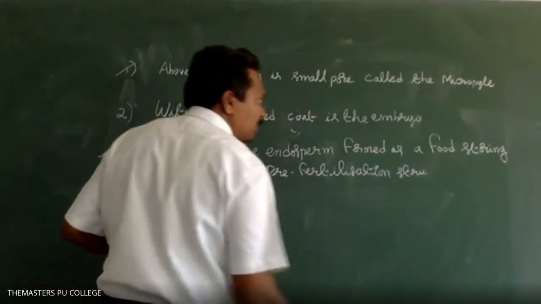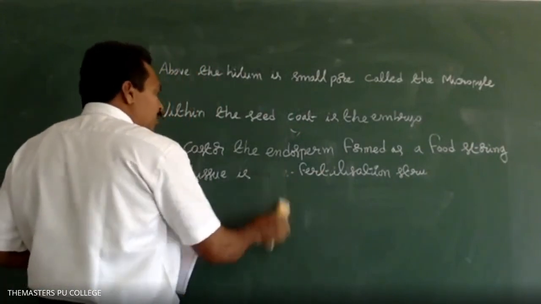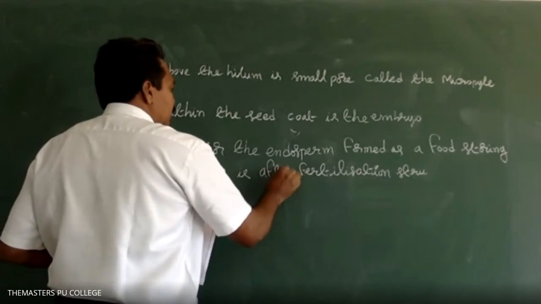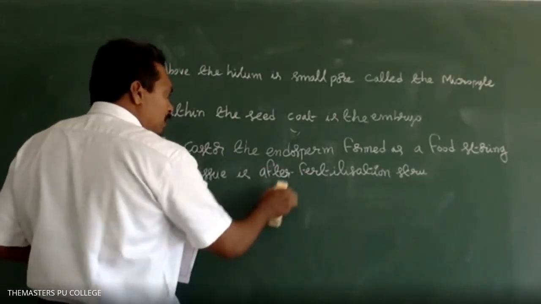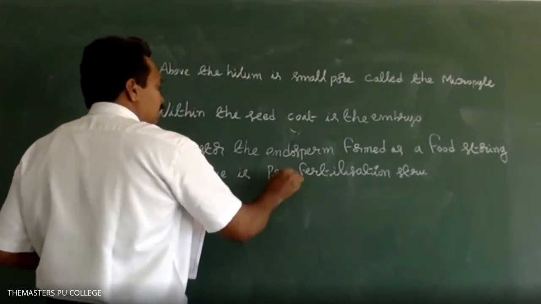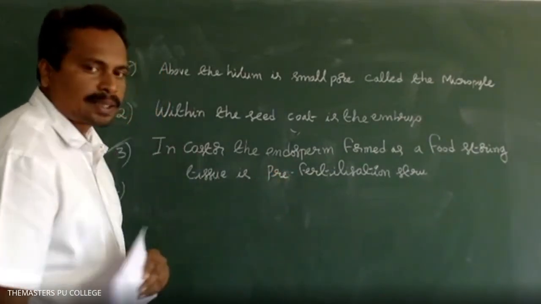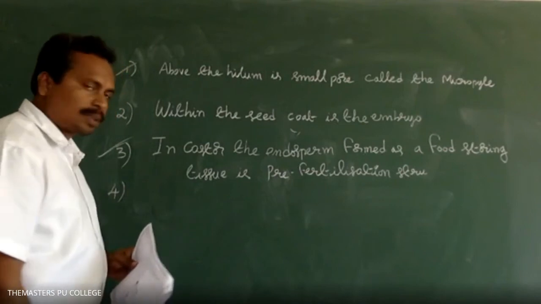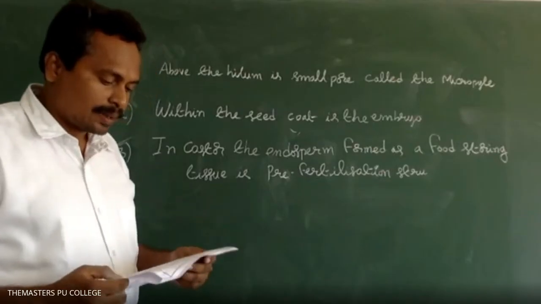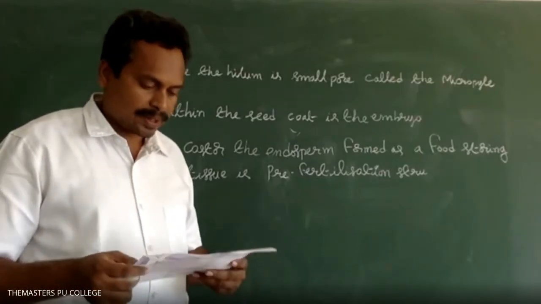The endosperm is formed as a food storing tissue after fertilization. That's correct. But here it is given as pre-fertilization. Here the endosperm is formed after the fertilization process, as food storing tissue, so it's an incorrect statement. Yes, very good. So the third option is the correct answer for this question.